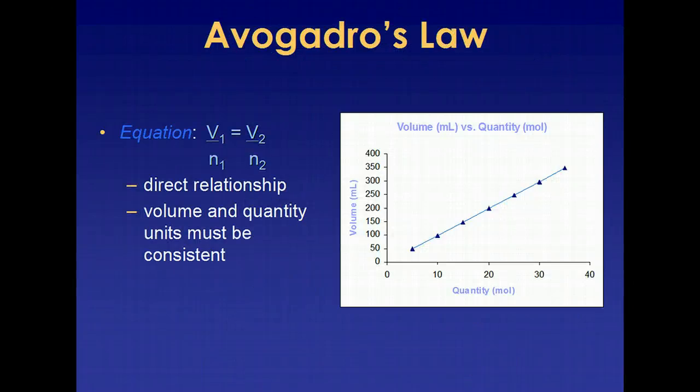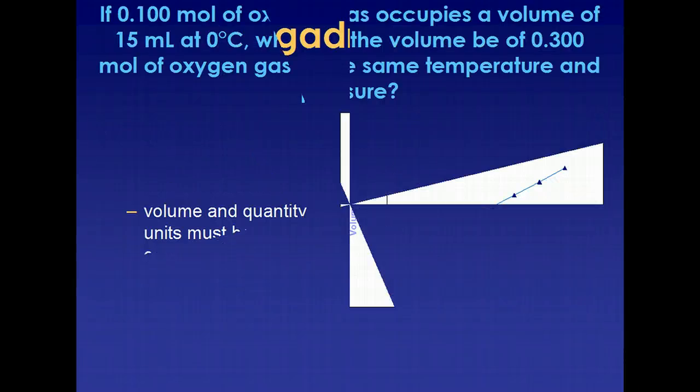So a couple other laws that we haven't focused on as much before, but that are pretty similar. Avogadro's law, which relates volume to amount. And basically, the greater the volume, the more of the gas you have. So it's a direct relationship. And again, as long as the units are consistent, then we're good to go. So quantity would need to be in moles. You can't use grams because we need to be able to compare the quantities to one another.